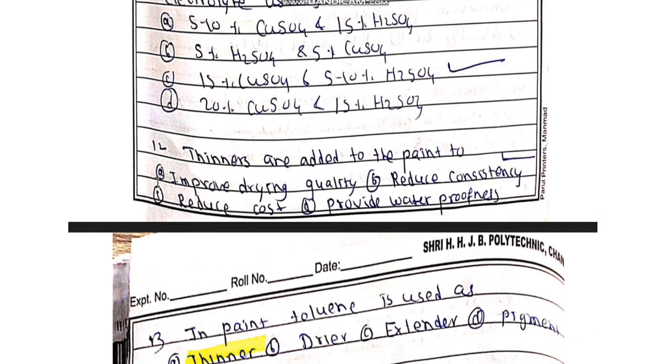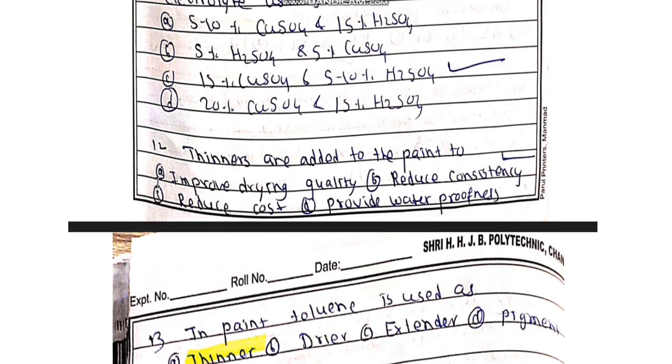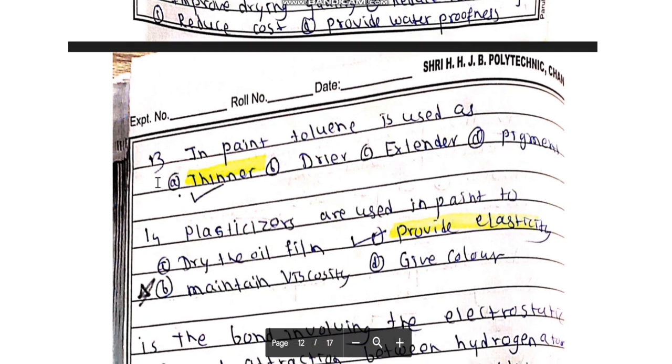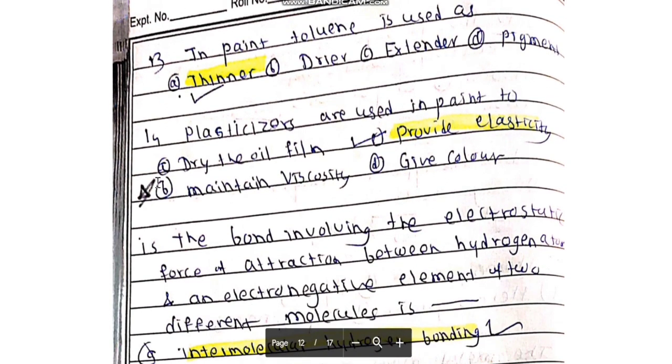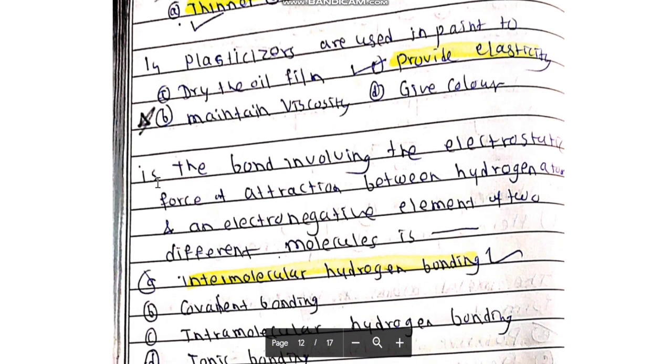Thinners are added to the paint for what purpose? Options are: improve the drying quality, reduce consistency, provide waterproofness and reduce cost. Reduce the consistency. Then in paint, toluene is used as thinner. Plasticizers are used in paint to provide elasticity.